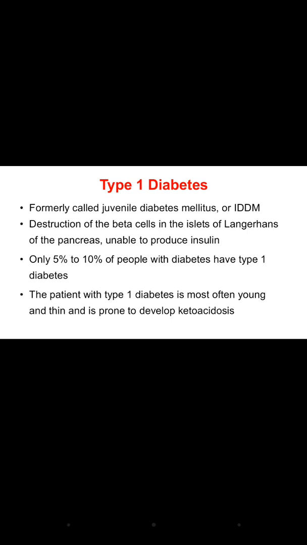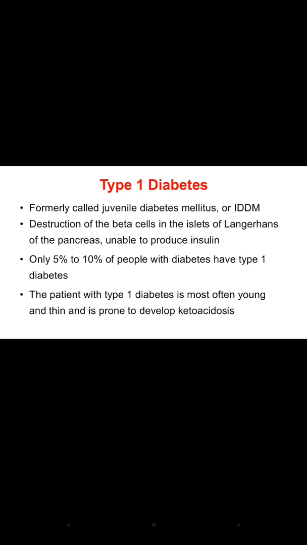Then why does type 1 diabetes mellitus occur? Because there is a destruction of the beta cells in the islets of Langerhans of the pancreas, and therefore they are unable to produce insulin. So as you all know, beta cells of the pancreas secrete the insulin. So if there is a destruction of these beta cells, there will be no insulin production. So in type 1 diabetes, there is a destruction of these beta cells because of autoimmunity or an autoimmune disorder, and because of this destruction there will be no formation of insulin.